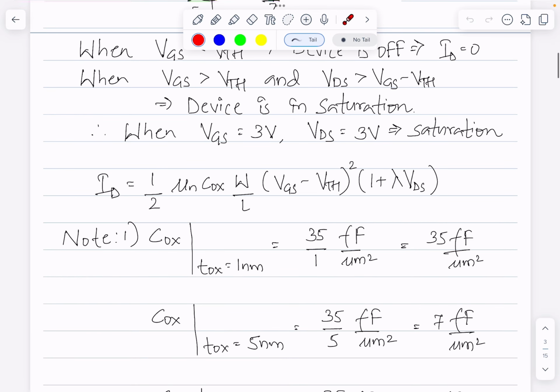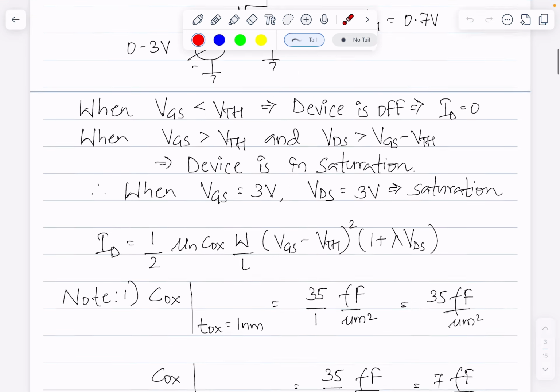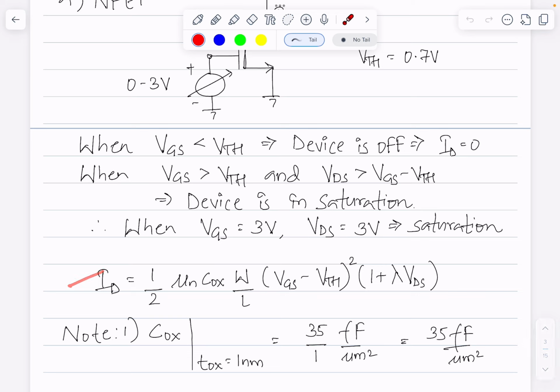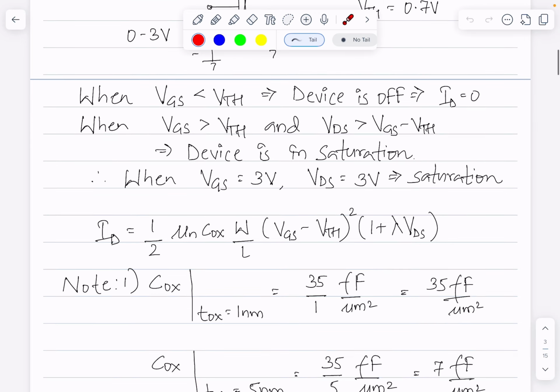So therefore it is in saturation, and in saturation the current equation is given as ID equals 1 by 2 mu n Cox W by L times (VGS minus VTH) the whole squared, times (1 plus lambda VDS) if you want to include channel length modulation as well. Now this is a golden equation. It's a standard current equation for a device in saturation.